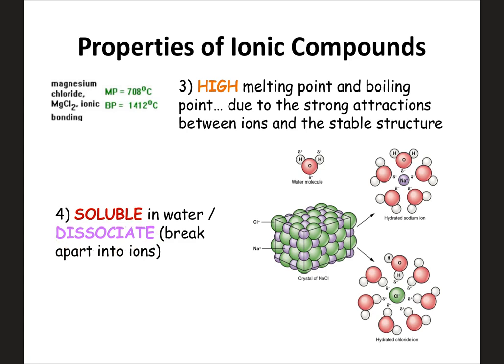So when you put an ionic compound in water, they don't just dissolve, they actually separate into their ions. So if you were to take table salt, sodium chloride, and put it in water, it doesn't just disappear, it actually separates into Na plus ions and Cl minus ions. And you might say, well, why does this happen? Because sodium and chlorine both have those opposite charges. They should want to be stuck together like glue.